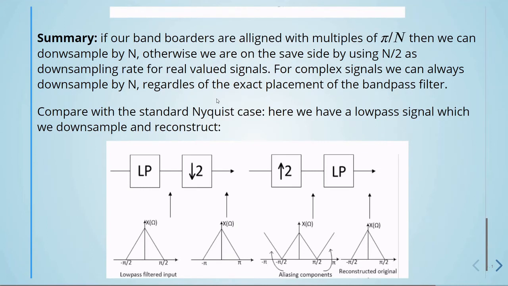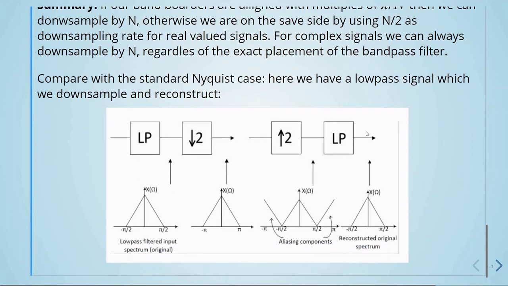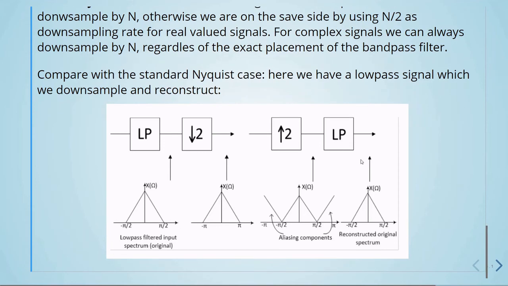Summarizing, if our band borders are aligned with multiples of pi divided by capital N, then we can downsample by N. Otherwise, we are on the safe side by using N divided by 2 as downsampling rate for real valued signals. For complex signals, we can always downsample by N regardless of the exact placement of the bandpass filter. Here we're just comparing with the standard Nyquist case. We have a low pass signal which we downsample and reconstruct.